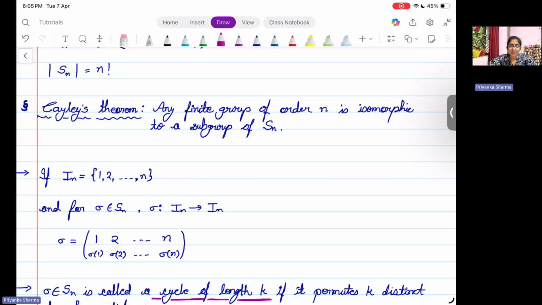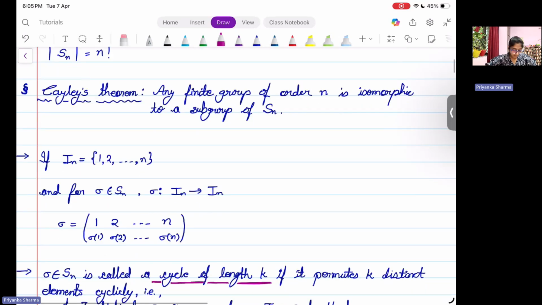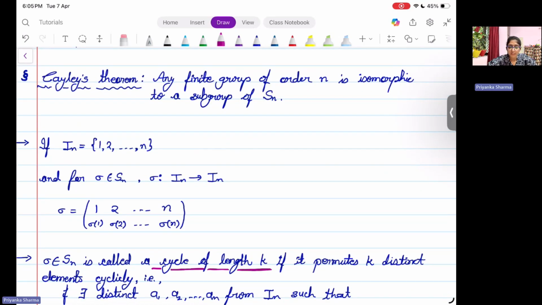If we denote the set 1 up to n by In, and a permutation sigma is in Sn, then this sigma is a map from In to In. It is a bijection, and the two-line notation is denoted like this. 1 is mapped onto sigma 1, 2 is mapped onto sigma 2, and n is mapped onto sigma n. In this way, you can say that this is one-one as well as onto.